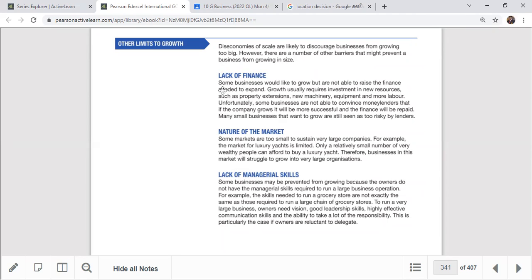What are the problems here? Lack of finance. Yes, some organizations, especially sole traders, partnerships, sometimes private limited companies also, find finance a main barrier to business growth. Some business organizations would like to grow fast, but they are unable to raise finance, and they need it to expand.